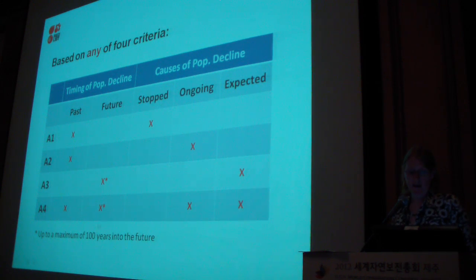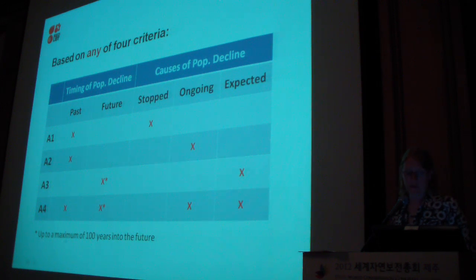Criterion A3 is future decline. This is where, based on the information you have today, you're projecting the likelihood of the population declining at a particular rate within the next 10 years or 2 generations, up to a maximum of 100 years in the future.